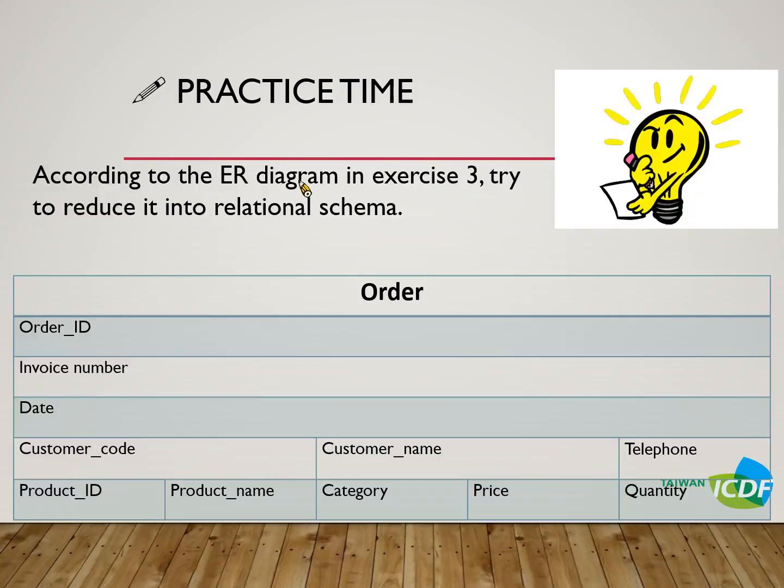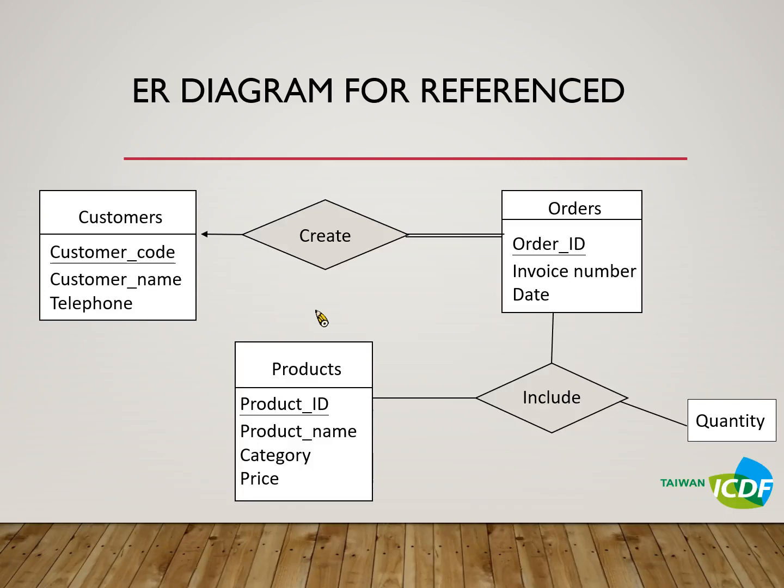And now, let's go on to the next exercise. In this exercise, everyone can base on the ER diagram we completed in exercise 3 and try to reduce it into a relational schema. Here we show the order forms again. We can see the data items that appear on this document, and according to these documents, we have drawn the ER diagram like this.